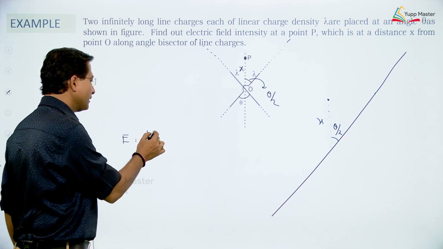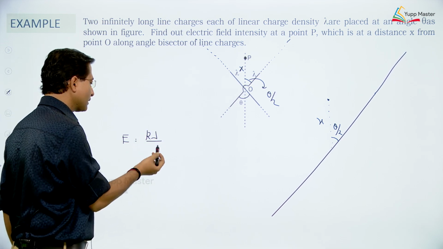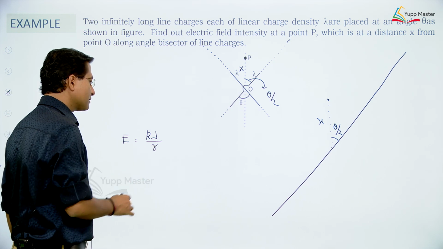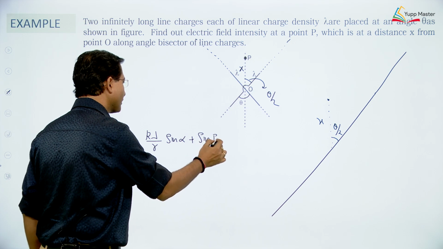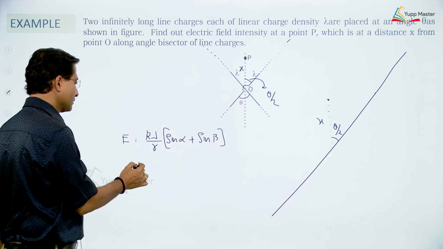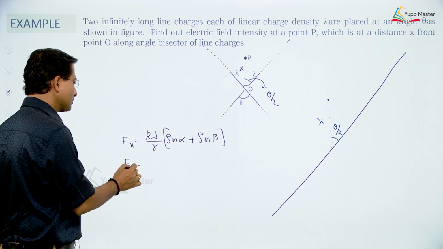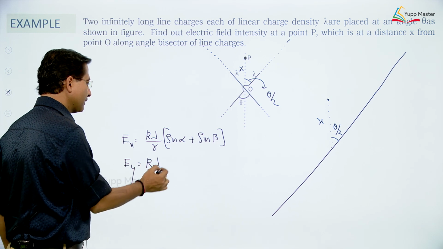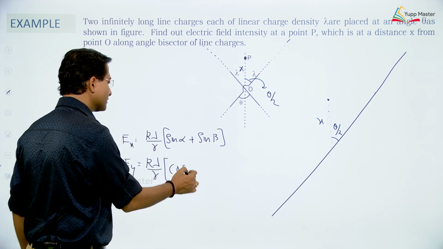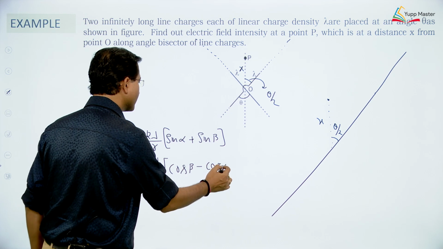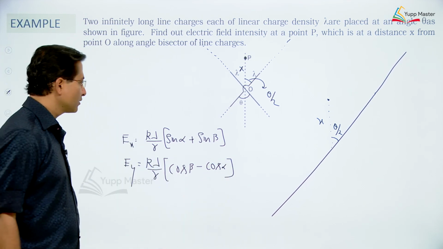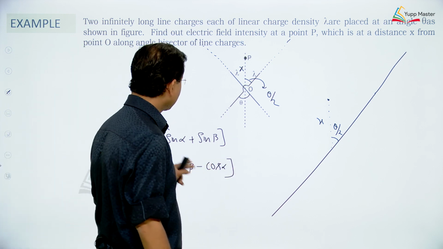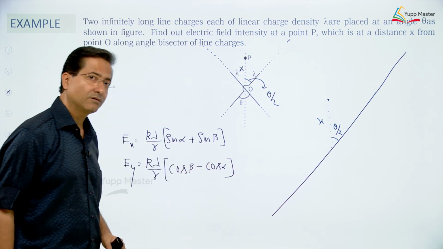that is k lambda divided by the perpendicular distance, whatever that be, times sin alpha plus sin beta, and that will be the x component, and this one will be the y component, k lambda divided by r times cos beta minus cos alpha. So for an infinite wire, alpha and beta both are tending to infinity, right.